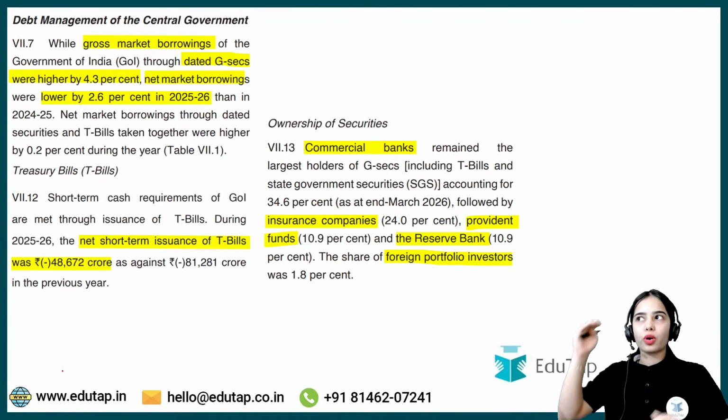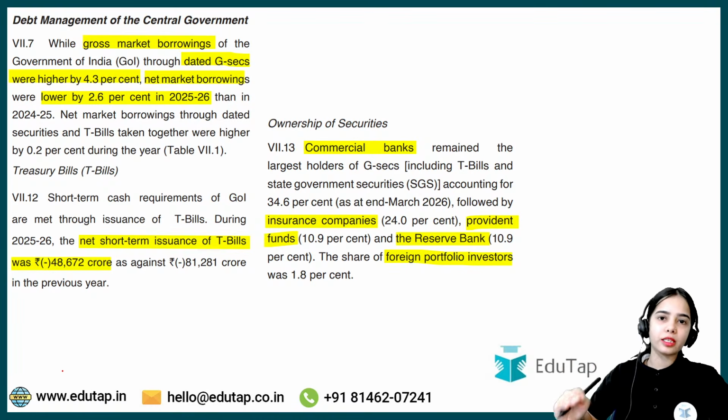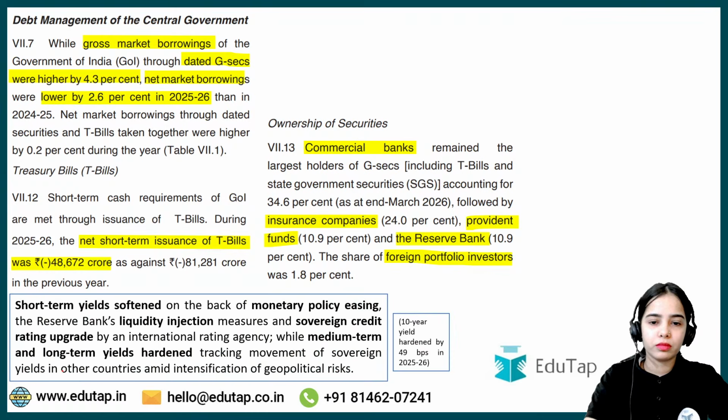So the ownership of securities is the highest in the hands of the commercial banks, then the insurance companies, then the provident funds, then the Reserve Bank, and the least is not given. Next is short term yields.